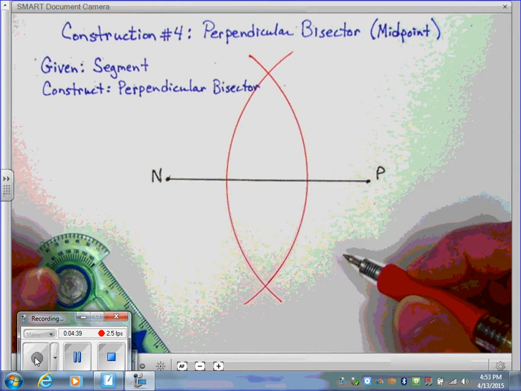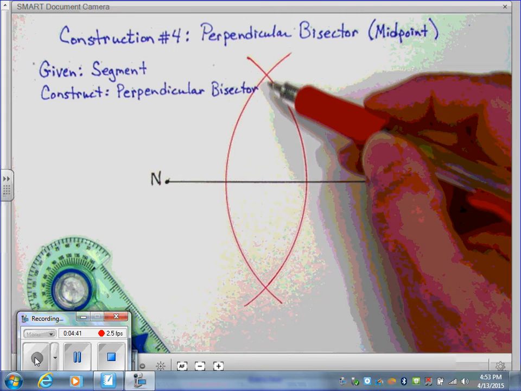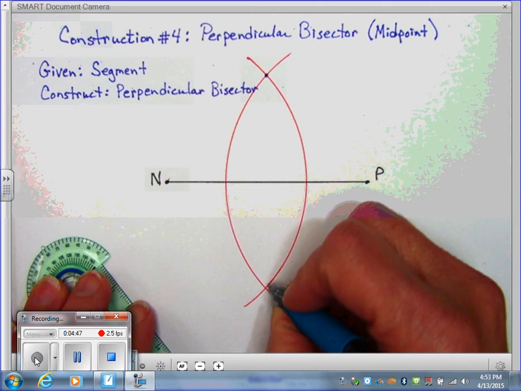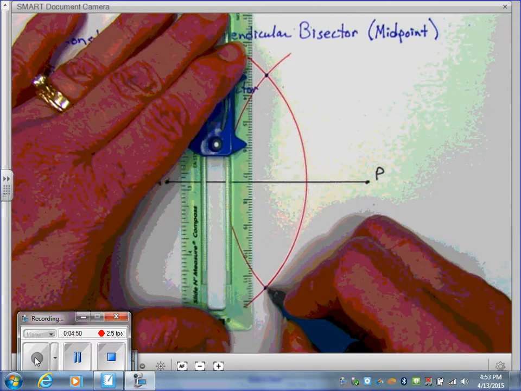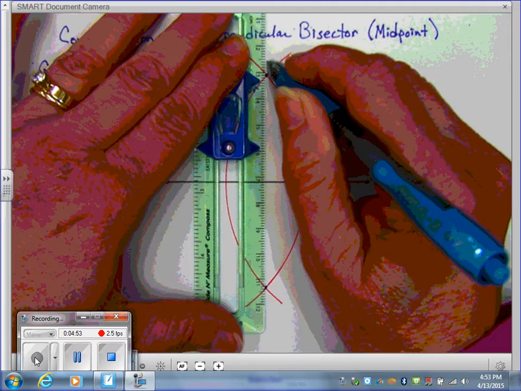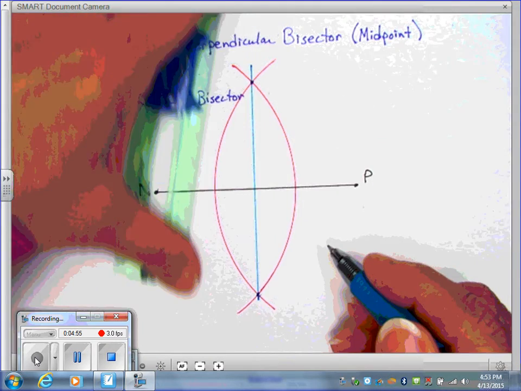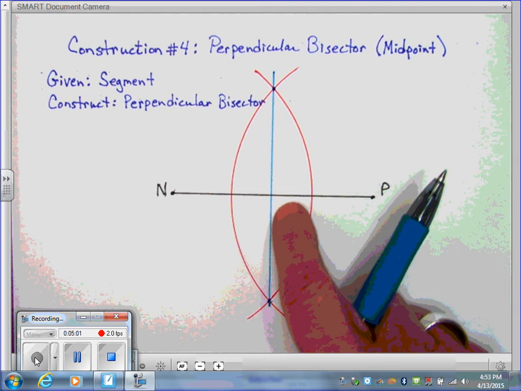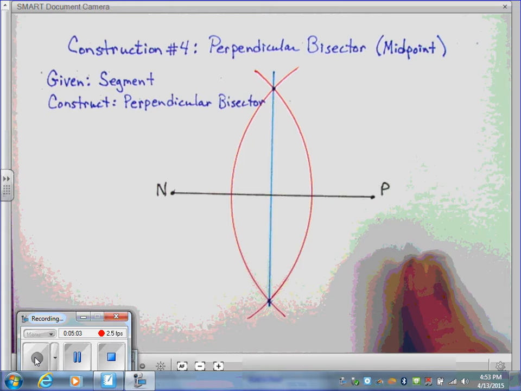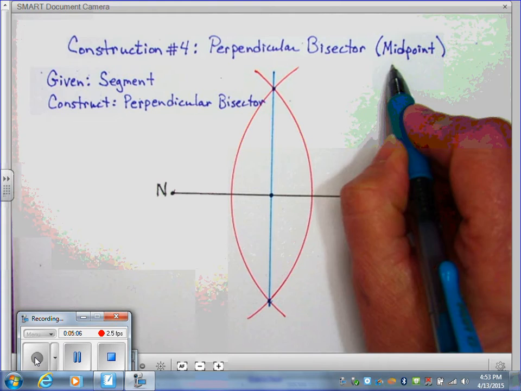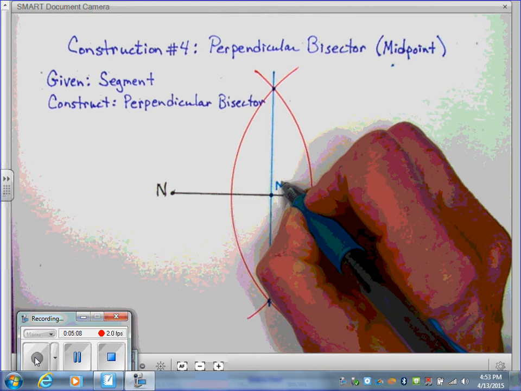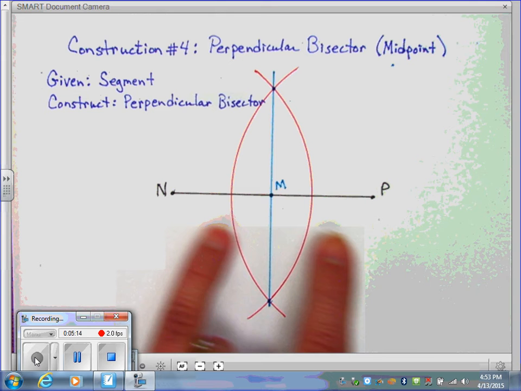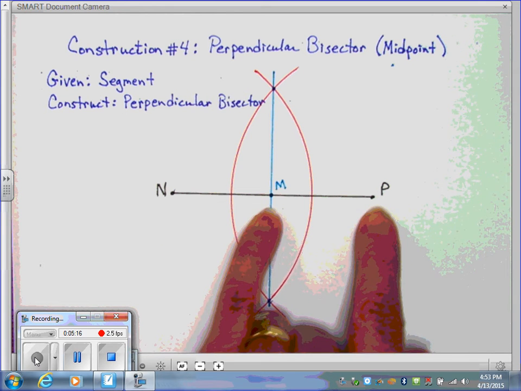But look, how many intersections do I have of these 2 arcs? One at the top, one at the bottom, and now I have my 2 points. There's the 2 points for the line. That's all there is to this one. There is the line that is the perpendicular bisector. It makes right angles here. Notice I end up with 4 right angles. And then this point is called what? The midpoint. I'm going to call it M. There's the midpoint. So we now know that MN is equal to MP because that's the midpoint.